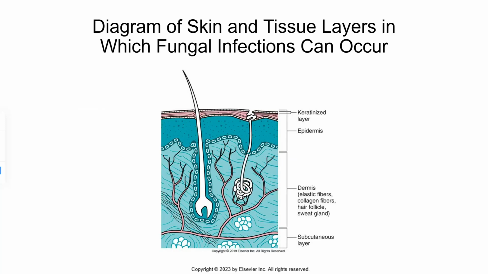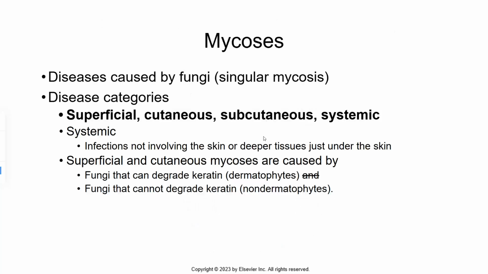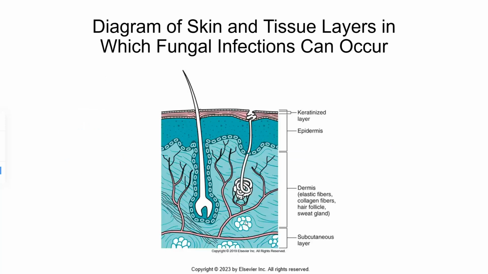This is a diagram of skin tissue in layers in which fungal infections can occur. Here's the keratinized layer at the top, so your superficial ones would be there. You have the epidermis here, where the cutaneous ones would be, and then deeper is the subcutaneous layer, which is under the bottom layer of the skin, and that would be the subcutaneous infections.